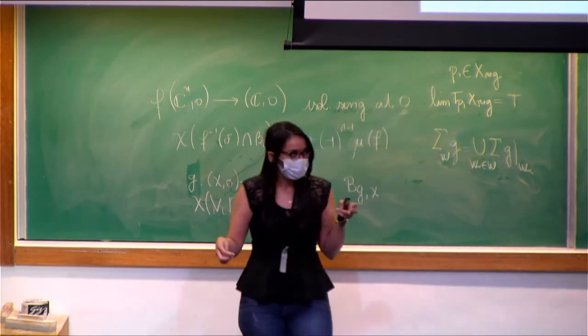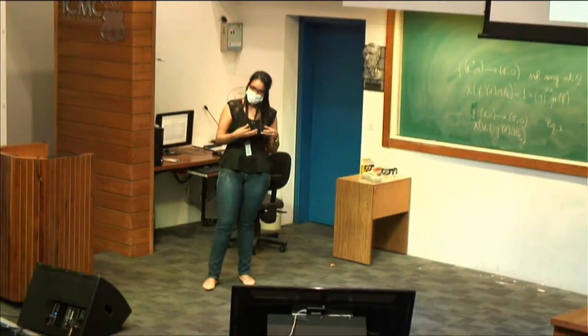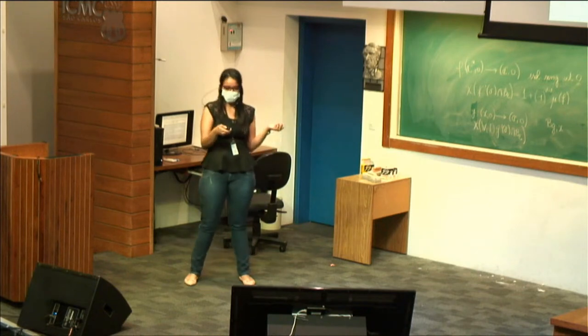And then our generic forms satisfy the following. If we take the inverse image of 0 by L, this is a hyperplane, and this hyperplane is transversal to this limit over here. And the same works when we look at the strata of that stratification. If we take a sequence of points in each one of those strata converging to a point in the closure of that stratum, the same condition should be verified. So what Brasselet, Lê and Seade proved is that there exists a very large set in the complex linear form space that satisfies these two conditions. So what we are using here is one of those generic linear forms.